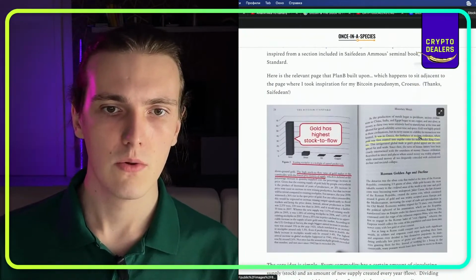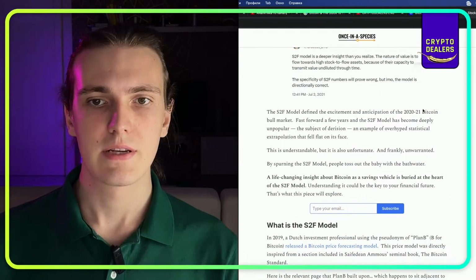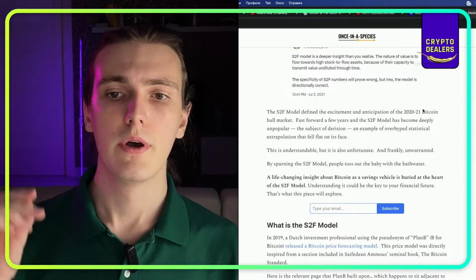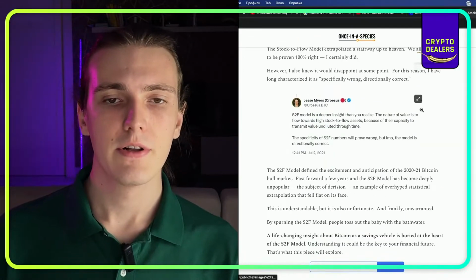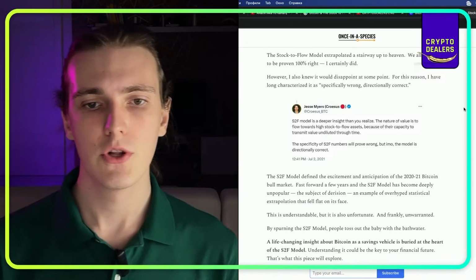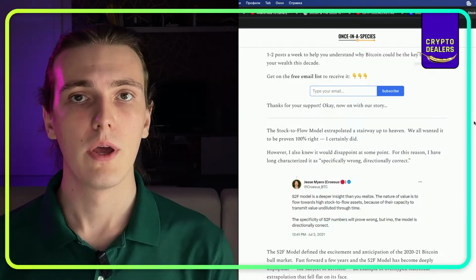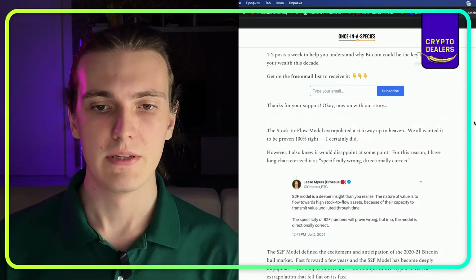So the stock to flow model was released in 2017, and today we're going to be discussing this topic based on two articles. The first article is a simplified overview of the original article. The original one was released in 2019 by a man whose Twitter handle is Plan B, and the second guy who made a review of the original article is Jesse Myers, or you might know him on Twitter as Croesus BTC.